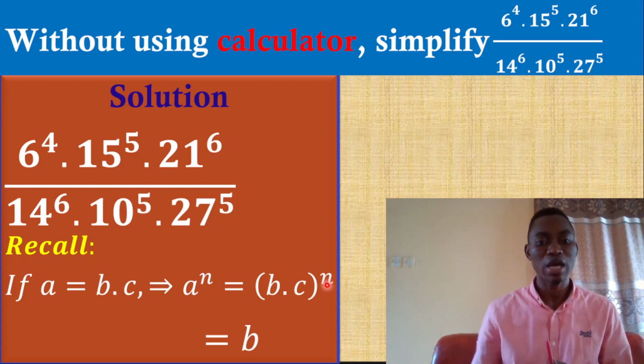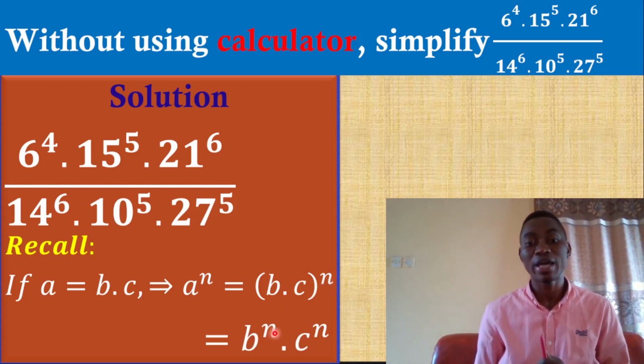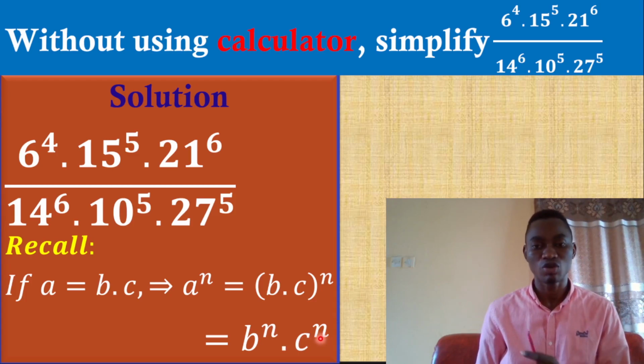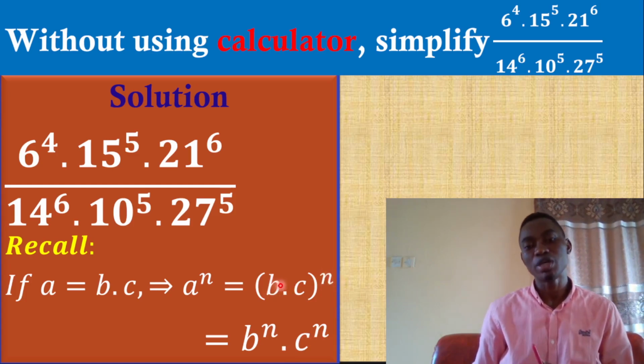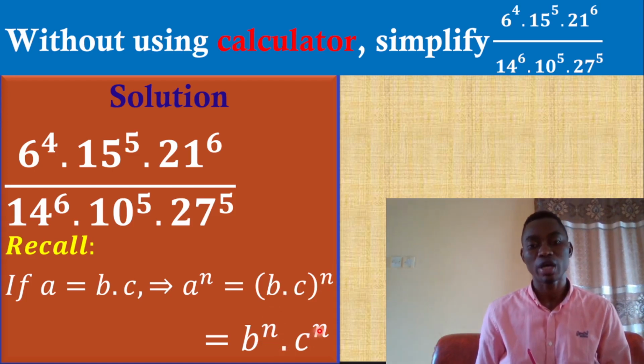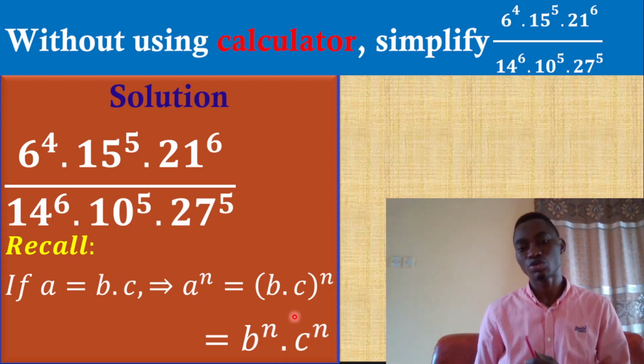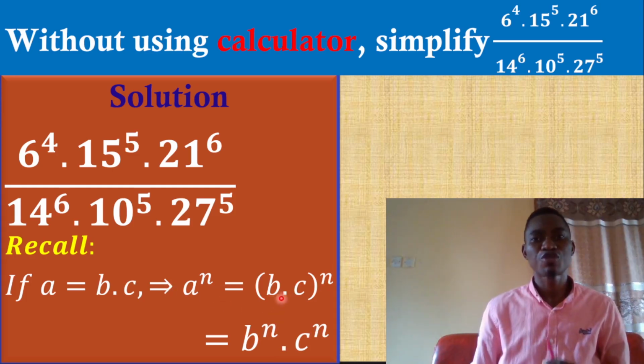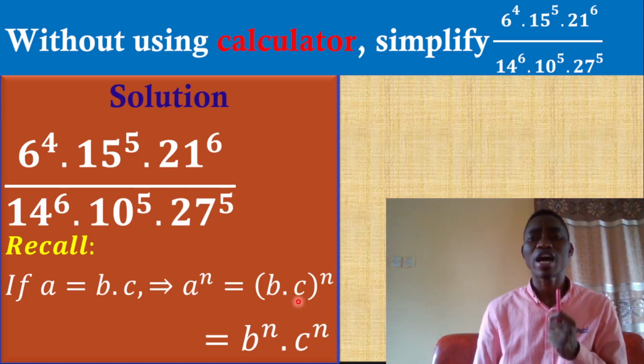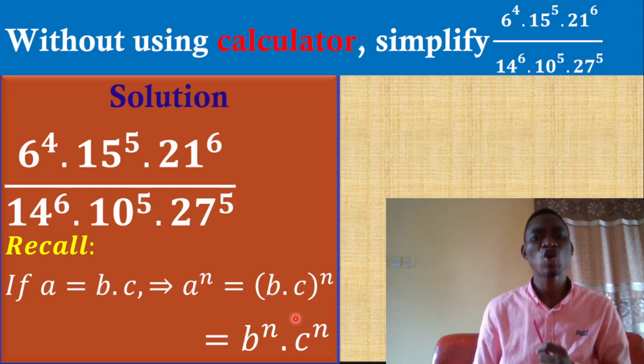Which can be further simplified as what? B power n times C power n. Distributive property. You can distribute the power to B and C, okay? So this power or index n can be distributed to B and C, which are inside the bracket. So from here, we're getting B raised to power n times C power n. So this is true. So friends, this property is an important property. It will help us to solve this question without any stress.